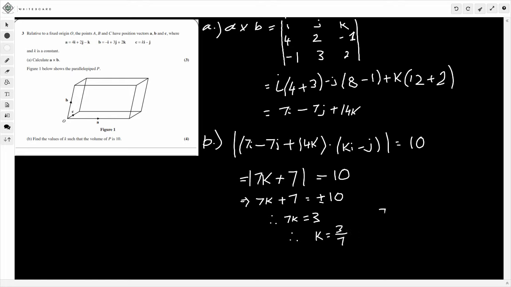or 7k is equal to minus 17, and therefore k is equal to minus 17 divided by 7. And there we go, guys. A and B fully complete.